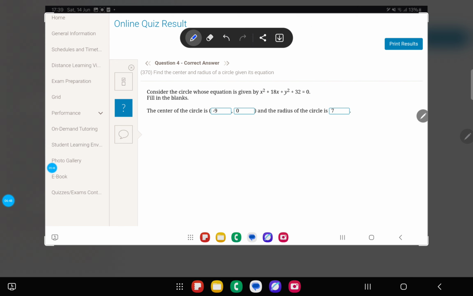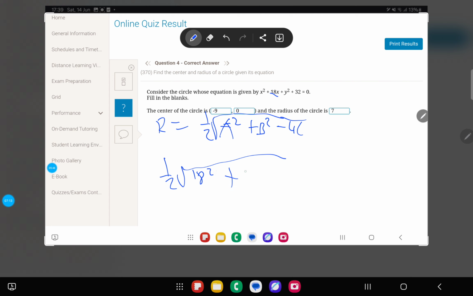Now for the radius, we're going to use the rule r equals 1 over 2 radical a squared plus b squared minus 4c. Let's substitute. 1 over 2 radical, a is 18 squared, plus b squared, which is 0 squared, because we don't have a coefficient of y, minus 4 times c. C is the one without a coefficient, so it's 32, which is basically the constant.